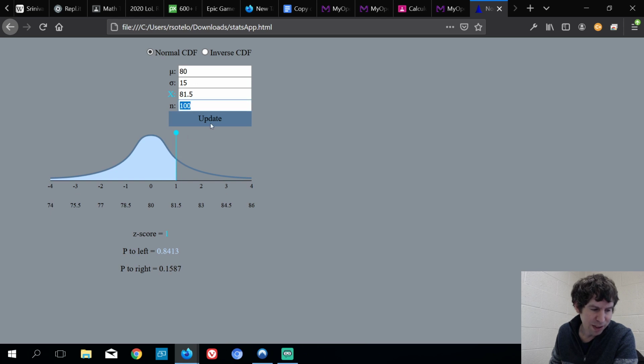I think I did the wrong value. Let's see, 81.5. Yeah, the probability that they'll be taller, I guess I should say, is 46%. So almost 50. It's not hard to find a tree that's taller than 81.5 units when the average is 80 and the standard deviation is 15. But if I took 100 trees at random and I averaged their heights, what's the probability that they will average to be taller than 81.5? Well, now it's only 16% likely that I'll get that.